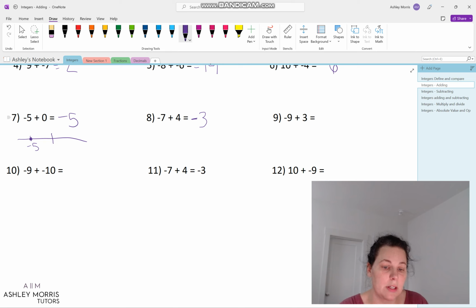Negative 9 plus 3, subtract. Keep the sign on the bigger number. 9's bigger than 3, so we keep the negative. Number 10, same sign, so we add, and then keep the same sign.